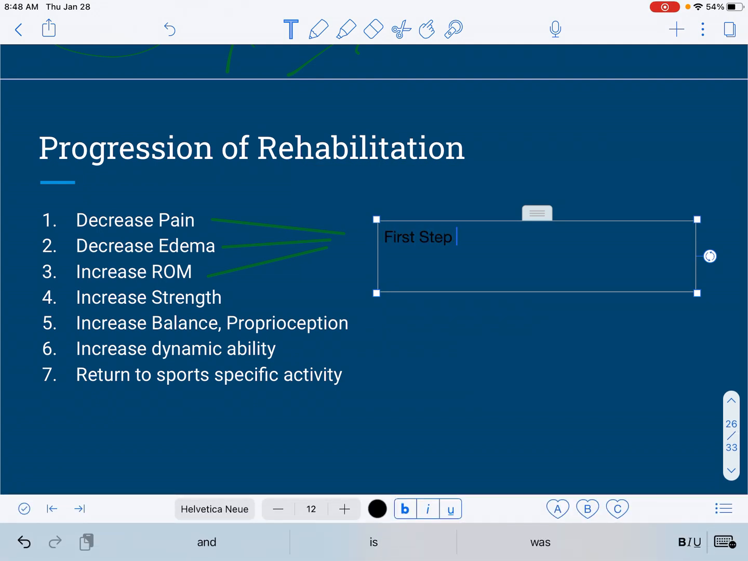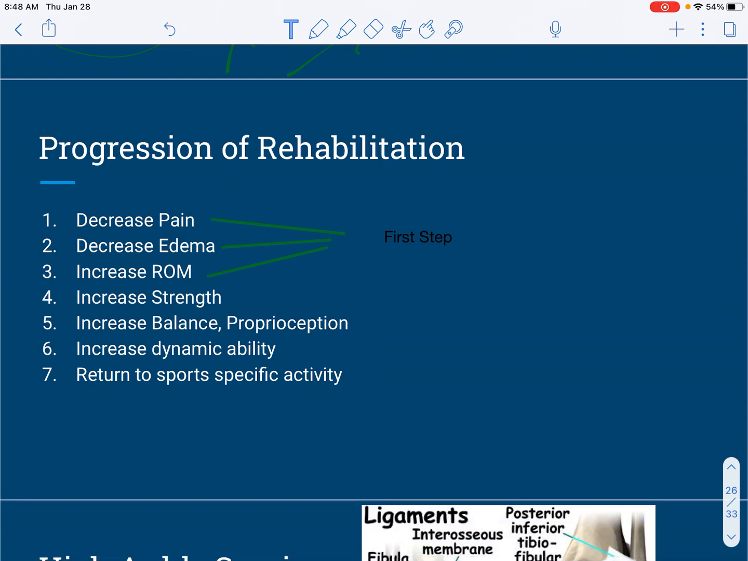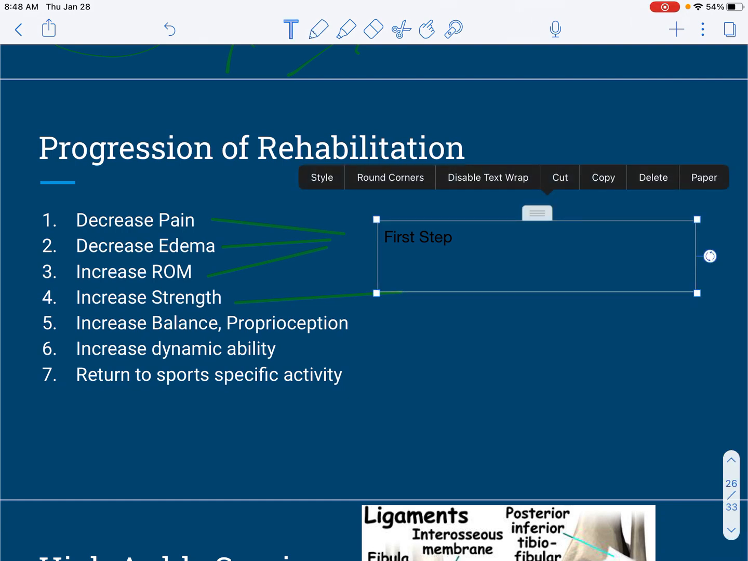Whenever you're returning, this applies to any injury. Whenever you're dealing with an injury, the first 3 things you want to do: you want to decrease pain, you want to decrease edema, you want to increase range of motion, right? Those 3 things you can do all together. Next, you need to take it step by step. So we want to increase strength, and we want to progress that. We talked about the different types of contractions.